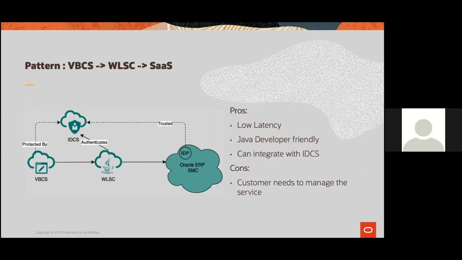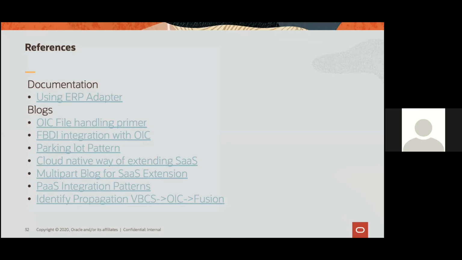And the last option is VBCS calling WLSC, which was previously JCS. I've not seen customers use this pattern, but I want to call out that you can still use it. If you had already invested in JCS and had code written in there, you could probably have WLSC as a migration path forward. I've put some links here. There are some blog posts which have been written by the A-Team.